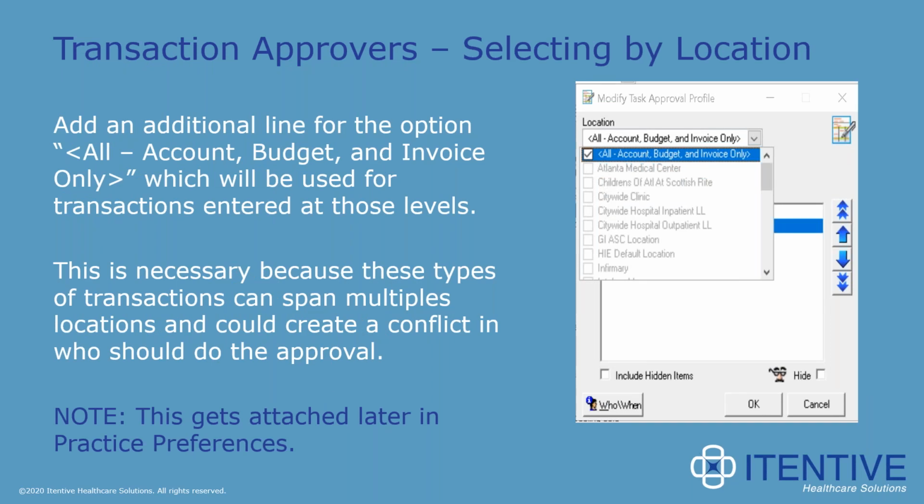So this is where you're going to add that additional line. And once you've selected the all account, invoice, or budget, you'll see that it grays out all the service locations, so you can't accidentally commingle them. I'm not really sure why they create it like that, but that's how it works. And I'll show you later in the presentation where this gets attached at the practice level, because again, it can span multiple locations. So this is going to get attached at the practice level in a few slides.